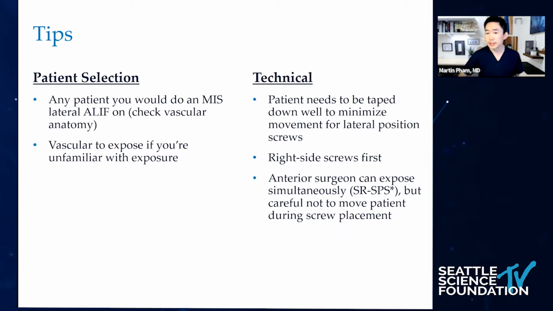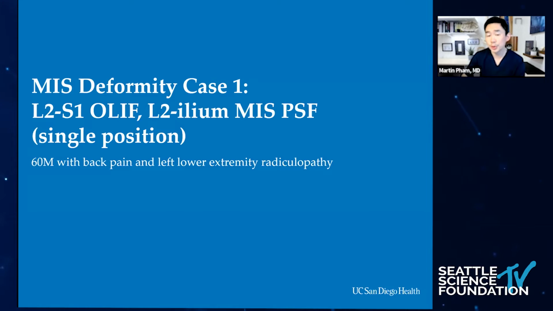Technically, it's going to be the same as your lateral positioned 4-5 or higher lateral cages, where the patient needs to be taped down very well to minimize any movement for the lateral position screws. Again, put your right-sided screws first, and your anterior surgeon, whether it's you or your vascular surgeon, can expose. You just have to be careful not to move the patient during the screw placement as you're exposing, but to save time, that can still occur. So those are my 3 quote unquote simple cases.